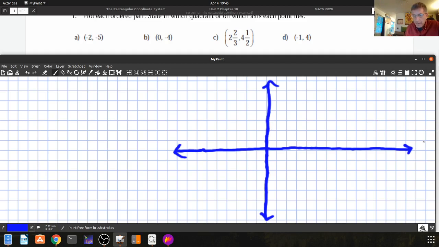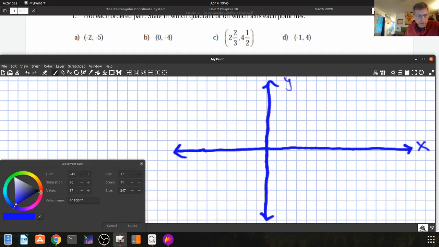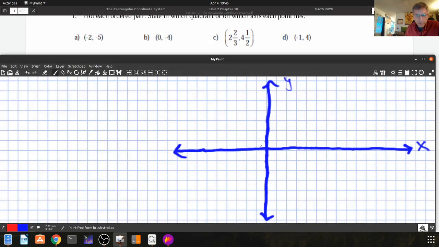So this is my x-axis. I'm going to make it a little bit bigger than that. This is my x, and this is my y. So this right here is my origin. So let's get another color. I think maybe red might work for our points. So this point right here is the origin and corresponds to the address or the coordinate 0, 0.